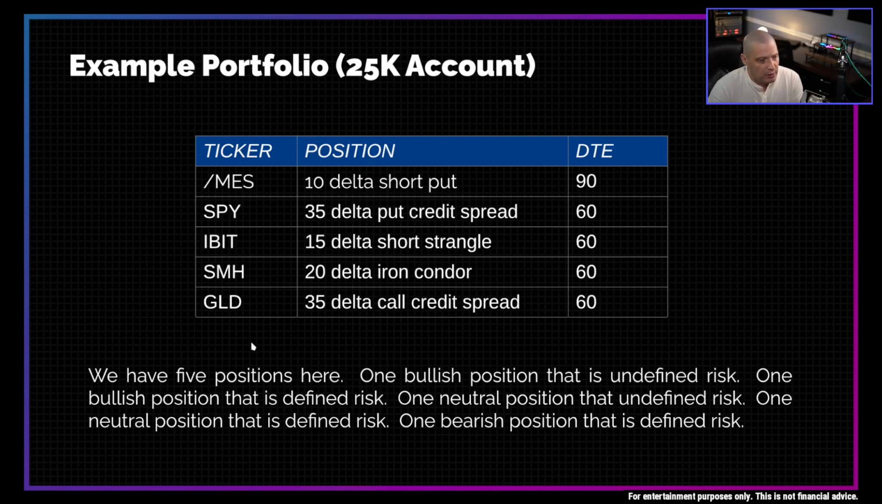And then finally, I'm going to sell a call credit spread, which is a bearish strategy. I'm going to sell a call credit spread at 60 DTE on GLD, which is the gold ETF. This mirrors gold futures. So there you have it. As a basic starter options portfolio, we have 5 positions. One bullish position that is an undefined risk trade. We have one bullish position, which is a defined risk trade. We have one neutral position that is an undefined risk trade. We have one neutral position, which is a defined risk trade. And finally, a bearish position, which is a defined risk trade.